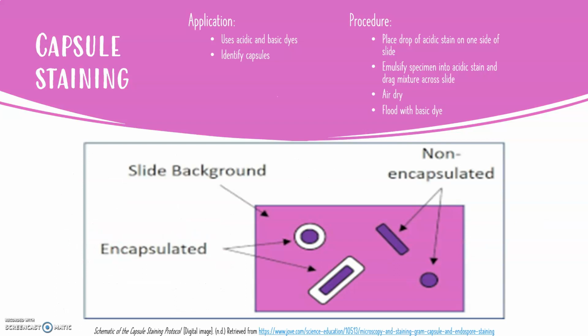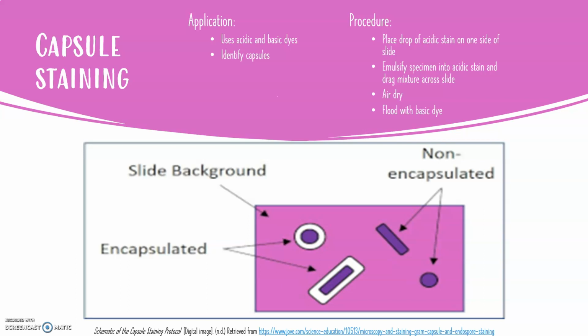Capsule staining is a technique that stains around a bacterial capsule with an acidic dye and then the cell itself with a basic dye. Whenever that's done, it's going to leave the capsule, if present, unstained, which makes it look like a halo around the cell. This stain allows us to differentiate organisms that contain capsules from those that do not.